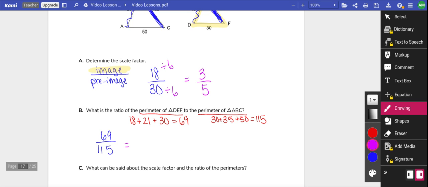If you divide this in your calculator, you would get the decimal 0.6, and then if you go to math, and then hit enter, it will change it to a fraction for you, and the fraction would be 3/5.